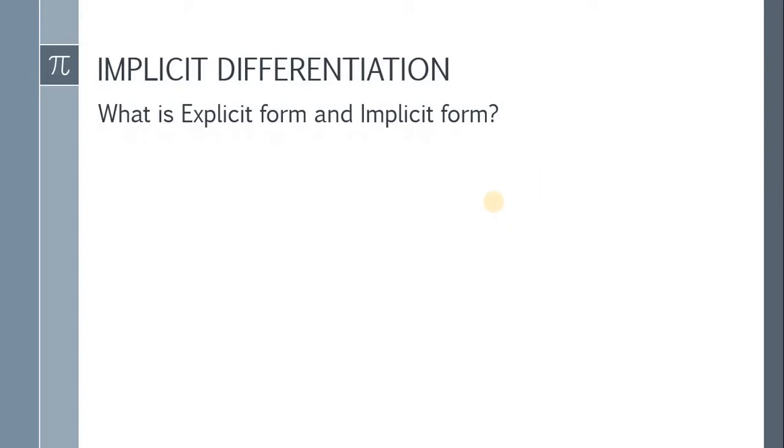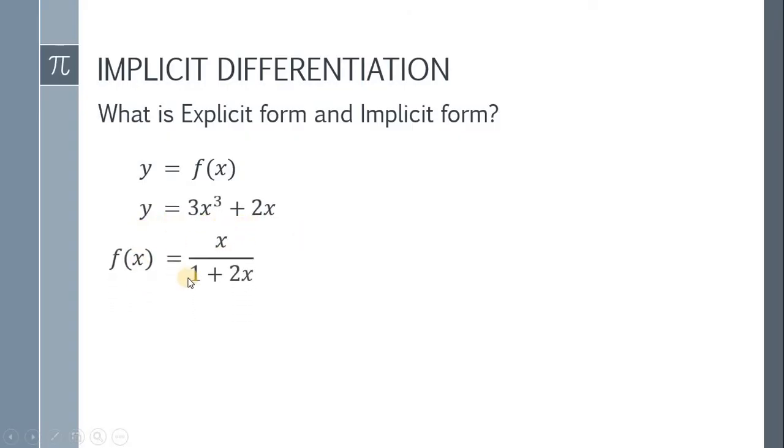Let's have some examples. If we have y is equal to f of x, or y is equal to a function of x, whatever function it is, and we have y is equal to 3x cubed plus 2x, and f of x is equal to x over 1 plus 2x. Don't forget that f of x is still y. Now, what is common to them? What's common is that they are in the form y is equal to some function of x. Or simply, y is isolated.